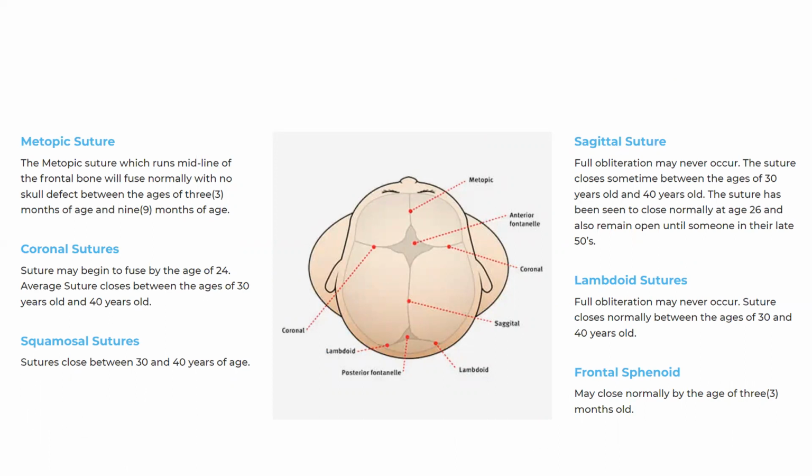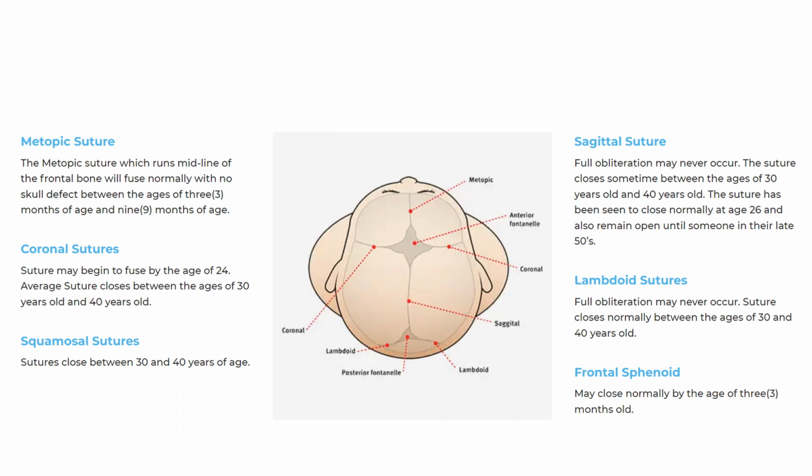The squamosal suture closes between 30 and 40 years of age. I have shown you the squamosal suture already on the lateral surface. The sagittal suture: full obliteration will never occur, and the suture closes somewhere between 30 years and 40 years. The suture has been seen to close normally at the age of 26 and also remain open until someone is in their 50s. So it's a very wide range.